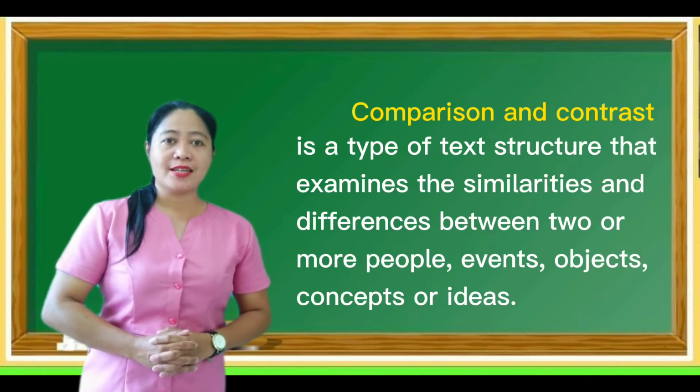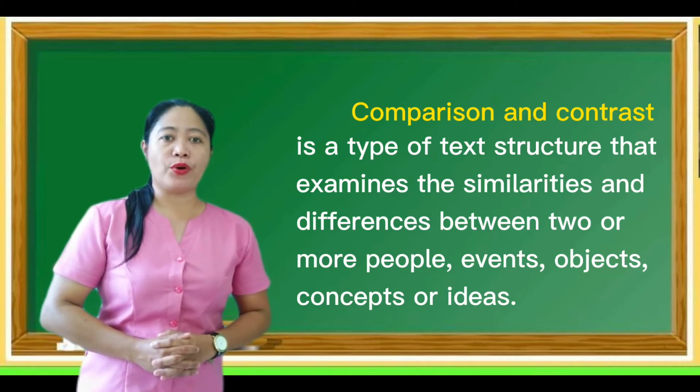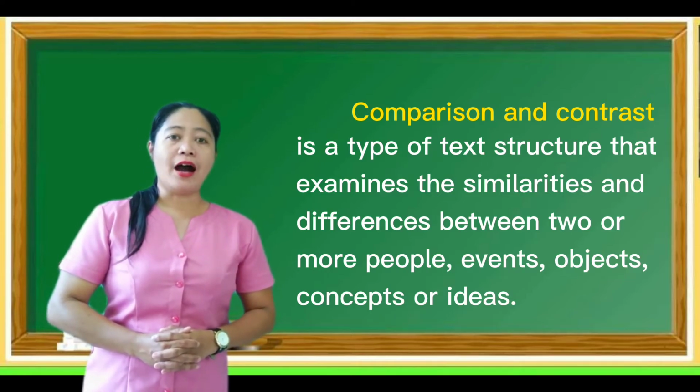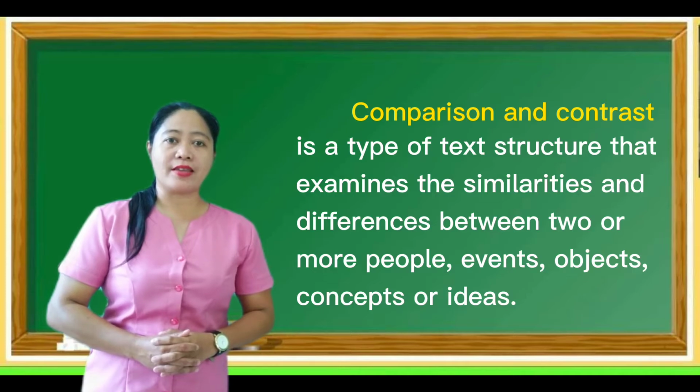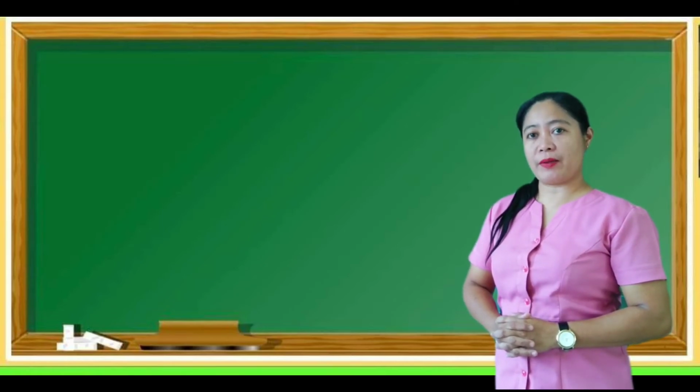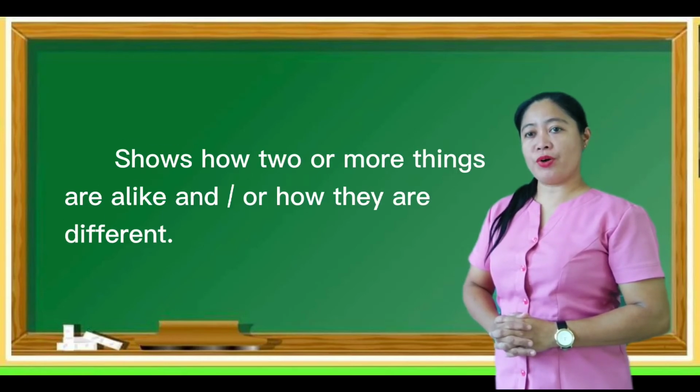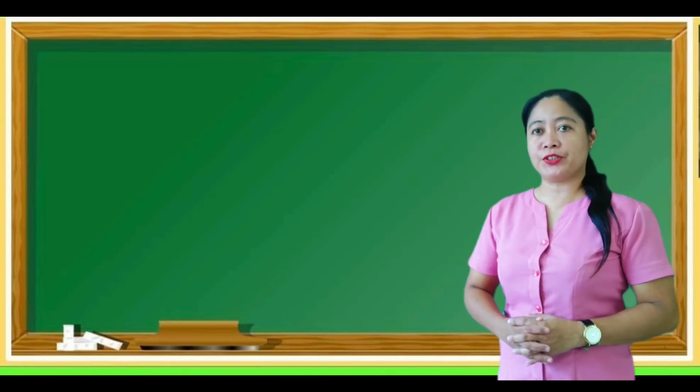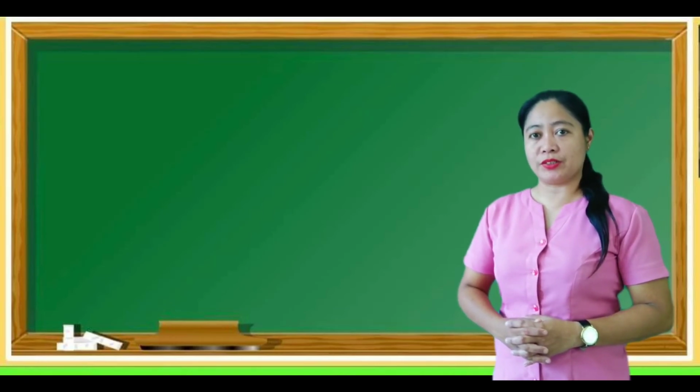Comparison and contrast is a type of text structure that examines the similarities and differences between two or more people, events, objects, concepts, or ideas. A paragraph with this structure can also explain how a place changes over time. Using this structure, the author shows how two or more things are alike and or how they are different.